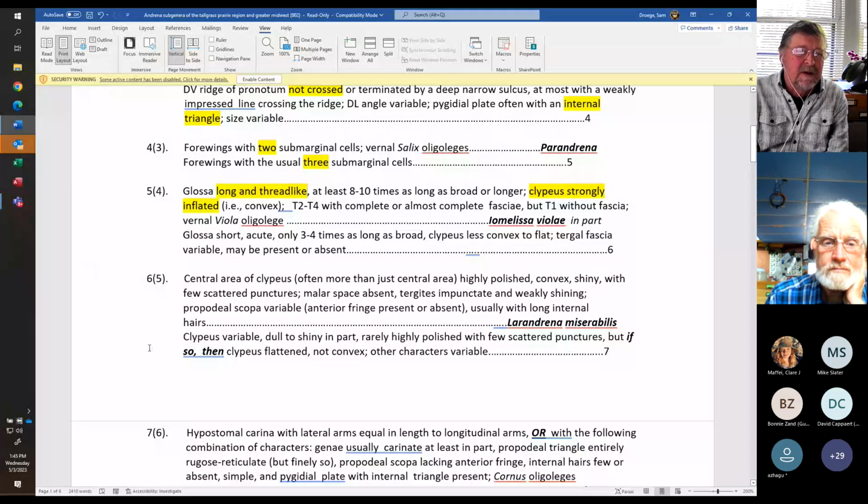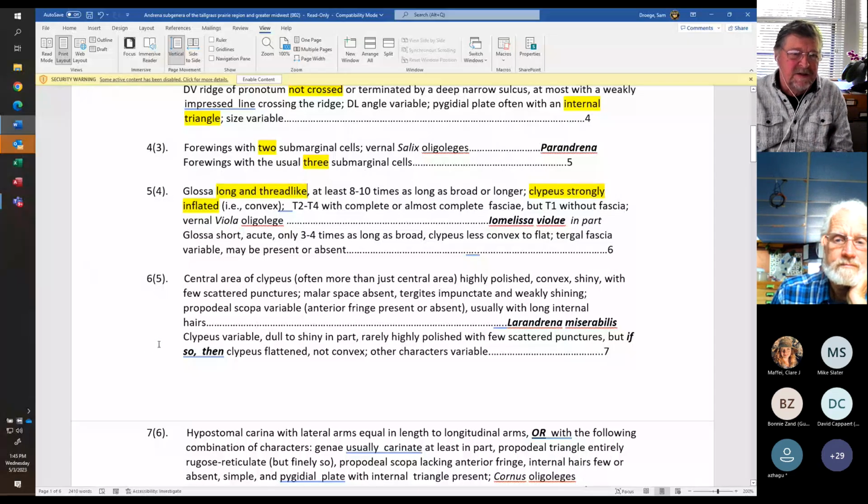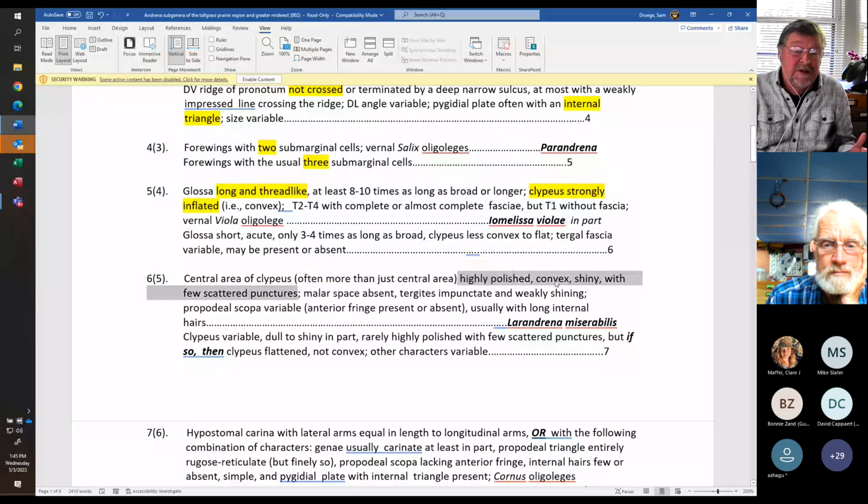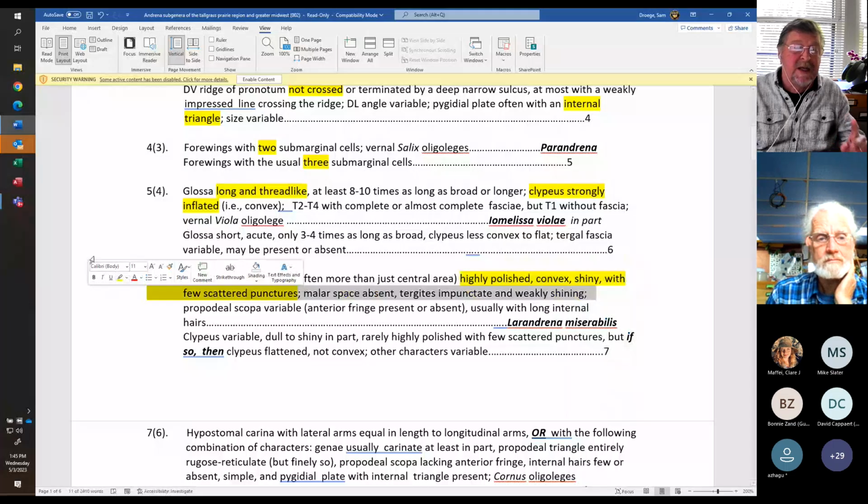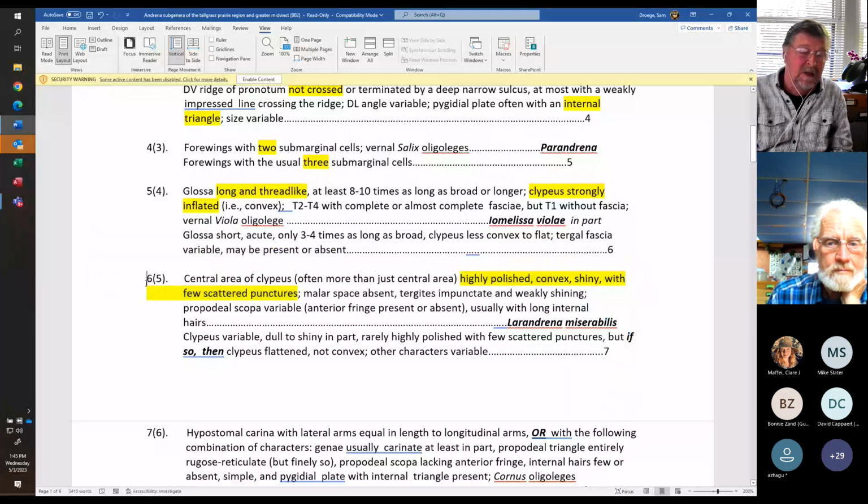Okay, so far you've seen with this group of Andrena with the dorsiventral ridge, these are fairly distinct subgenera and fairly small. It's not like any of these subgenera have dozens of species. And the next one's a similar case. This couplet 6 is Andrena miserabilis in the subgenus Larandrena, which in traditional subgeneric literature has only one species, miserabilis.